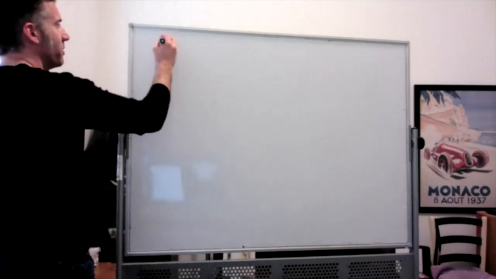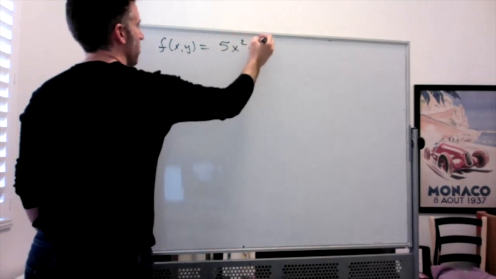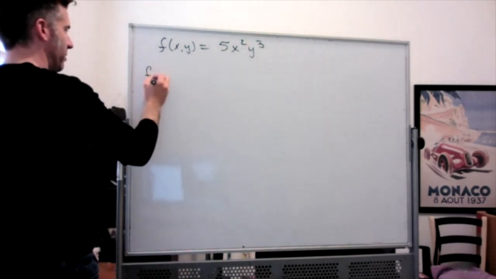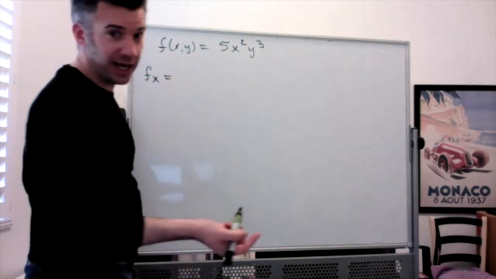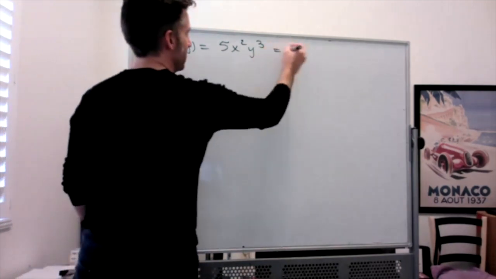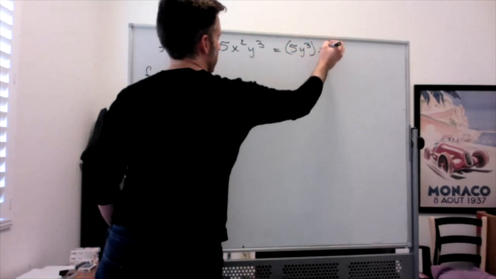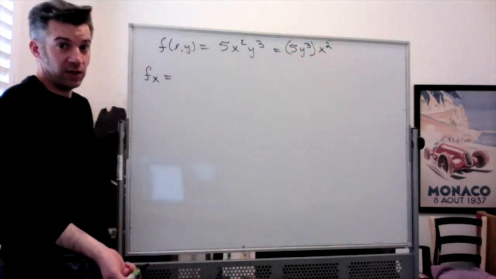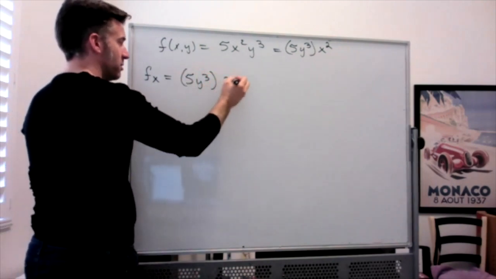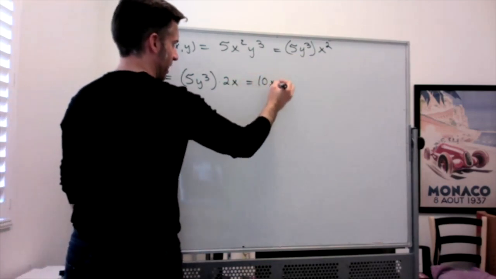Okay, so for this function, 5x squared y cubed, now we're just going to find all of the first and second partials. So we're going to find the partial with respect to x, which we already did. Again, when I'm saying I'm going to differentiate with respect to x, I'm really thinking of this as the constant 5y cubed times x squared. When I differentiate that, I get 5y cubed times 2x, which I would then write as 10xy cubed.